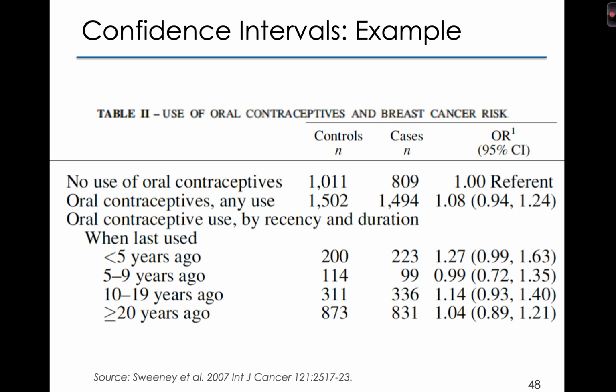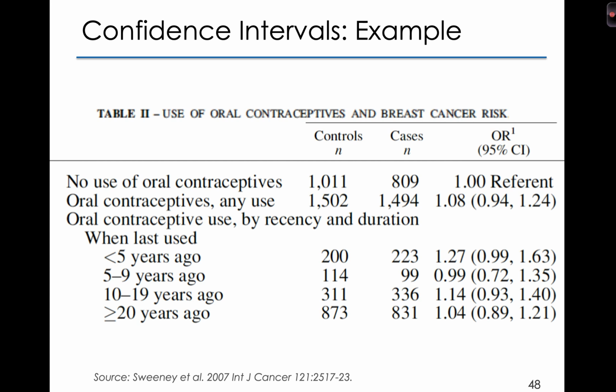If the confidence interval excludes 1, that represents statistical significance at the p equals 0.05 level. I'll say that again. If the 95% confidence interval on a ratio measure excludes 1, then the result is statistically significant at the 0.05 level. So this did not exclude 1.